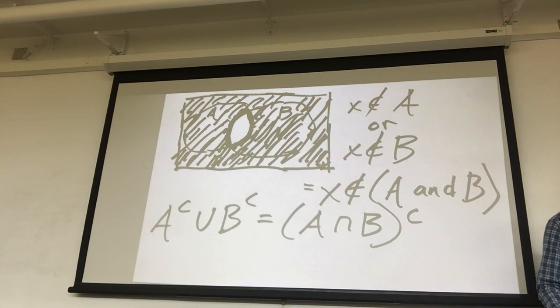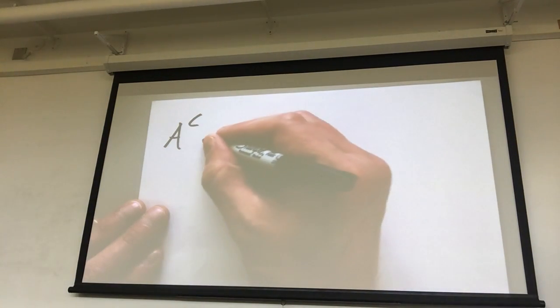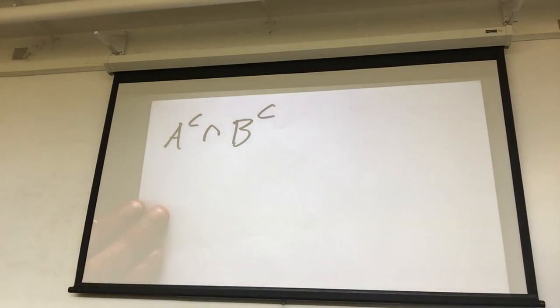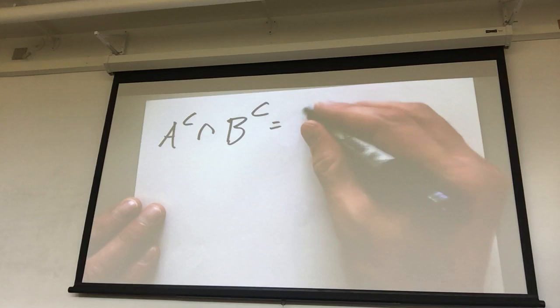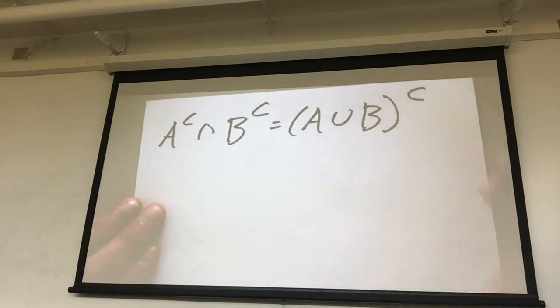Did that one? Okay, so what if we did this in a slightly different way? Let's say A complement intersection the complement of B is going to equal A union B complement.